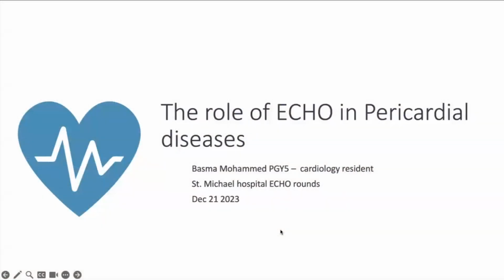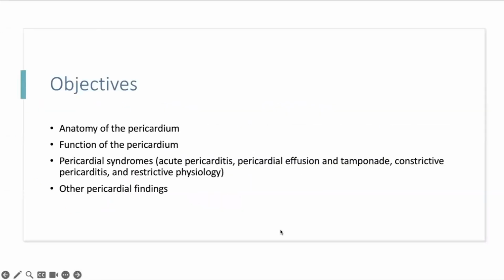Going to talk about the role of echo in pericardial diseases. So my objectives for today are, we'll talk first about the anatomy of the pericardium, the function of the pericardium, and then I'll go over some of the pericardial syndromes and mostly talk about acute pericarditis, pericardial effusion and tamponade, constriction, restriction, and then we'll go over some other subtypes as well.